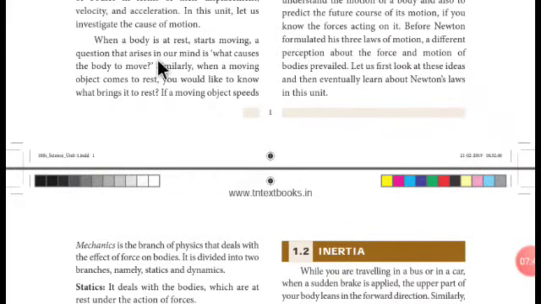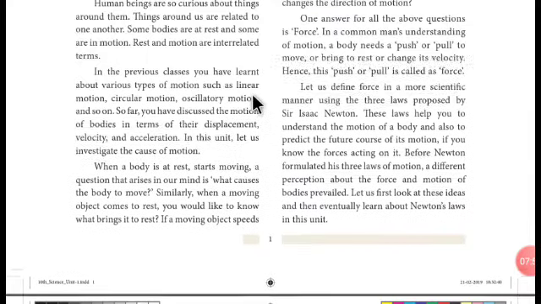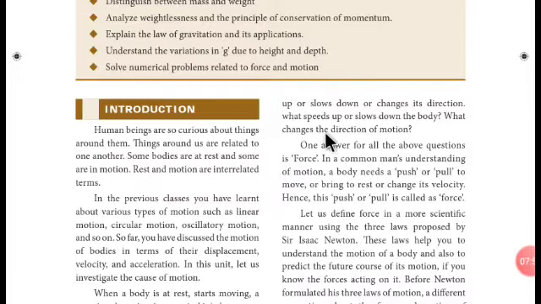When a body is moving, a question that arises in your mind is what causes the body to move. Similarly, when a moving object comes to rest, you would like to know what brings it to rest. If a moving object speeds up or slows down or changes its direction, what speeds up or slows down the body? What changes the direction of motion? Yeah, we'll be getting so many questions, right?